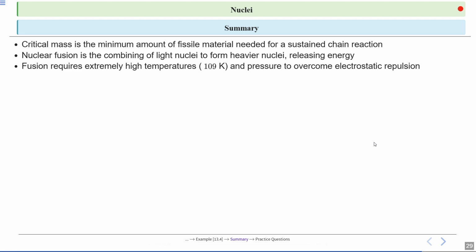For fusion to happen, extremely high temperatures and pressure are needed. This is because the positively charged nuclei naturally repel each other. So you need a lot of energy to force them close enough to combine. In stars, the temperature is about 100 million Kelvin, much hotter than anything we can easily create on Earth.